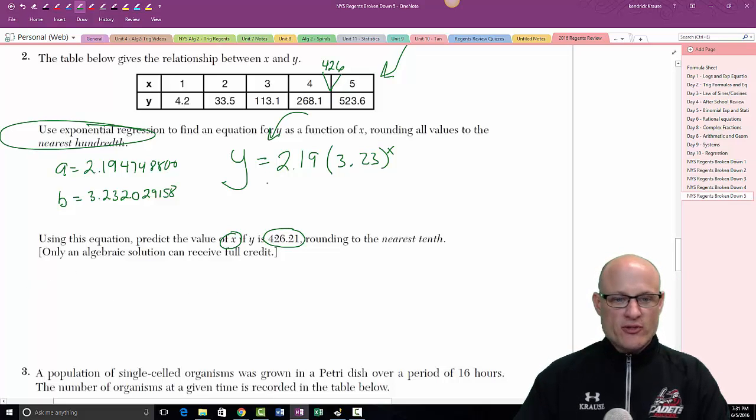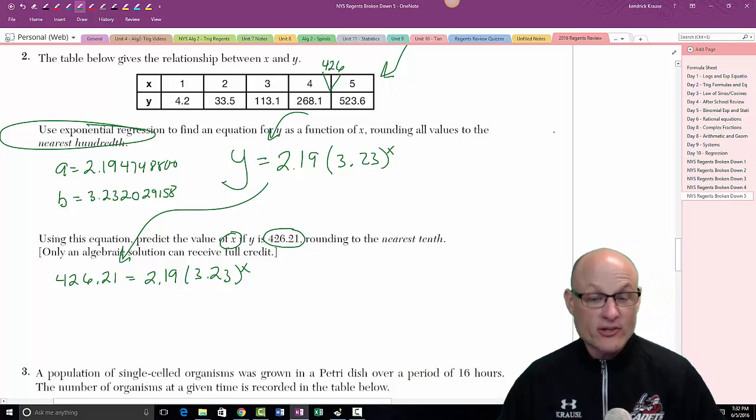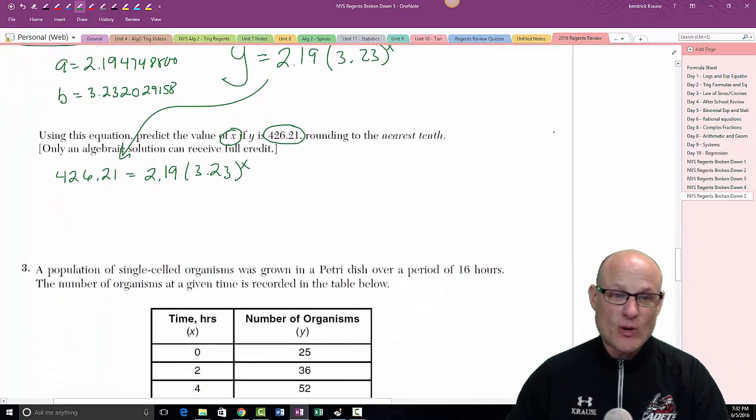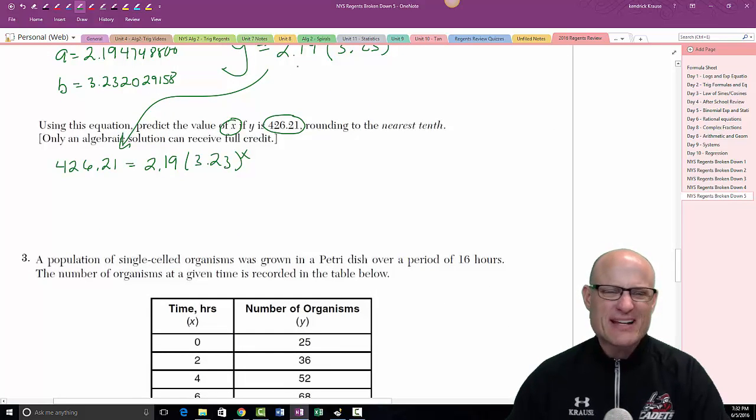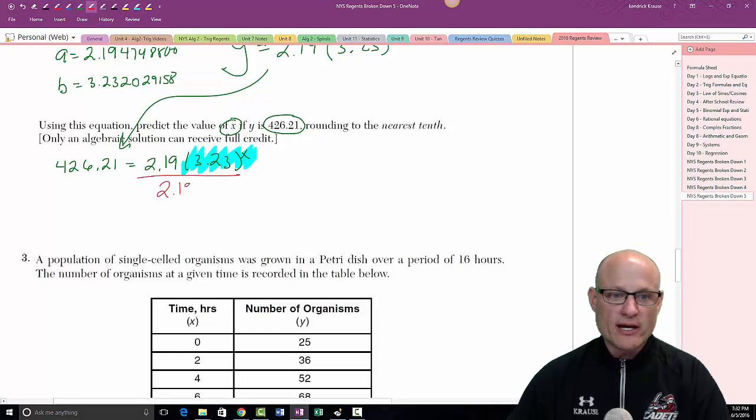So, we're going to use this equation, but for y, we're going to put in 426.21, which is equal to 2.19 times 3.23 to the x. Now, while this is a relatively simple equation to solve, oh my God, if you don't like logs, it's not. Because this is an exponential equation. It's an exponential regression, so that makes it an exponential equation. The only way to solve an exponential equation is to use logs. But the first thing you have to do is get the weird thing alone. And here's the weird thing. So we're going to get that weird thing alone by dividing by 2.19.